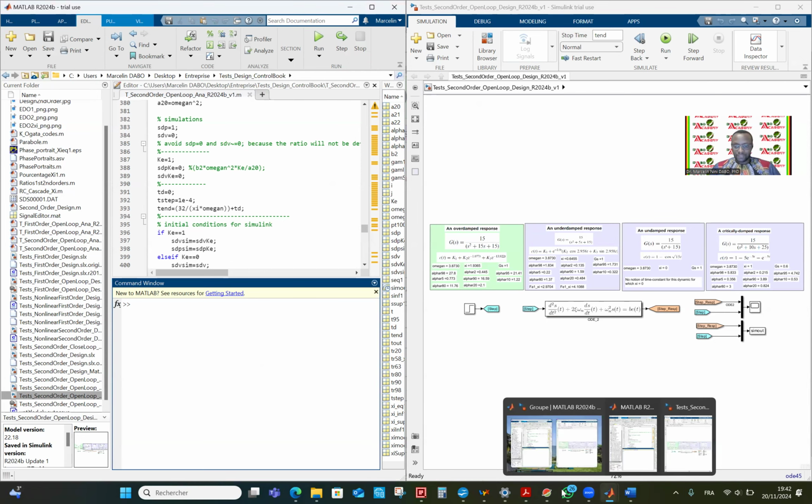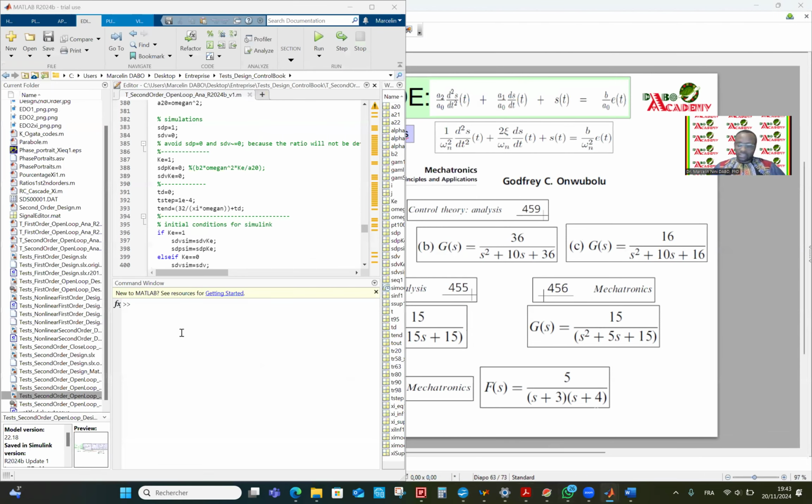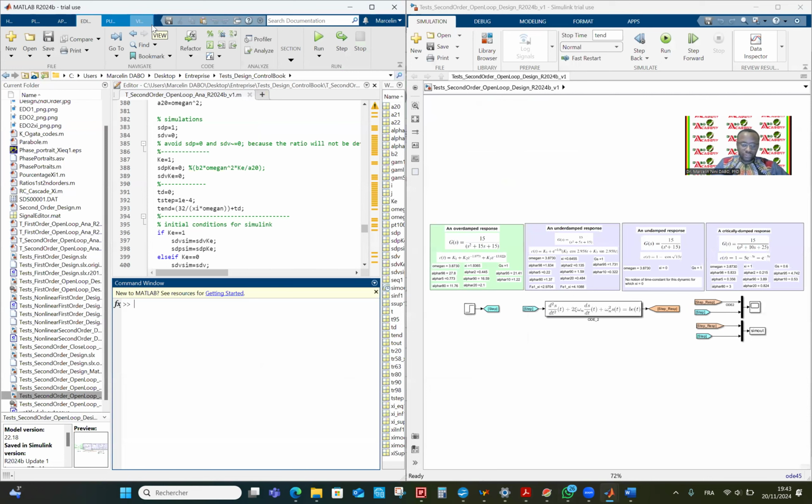So now if we start with this one, number C, we have 16 over 16, meaning that the static gain is equal to 1. Now here we have 10. What we will have is that this 10 is equal to 2 xi omega n, and this 16 is equal to omega n squared, and 4 times 4 is 16. And then we will use this in order to derive the omega n. So now let's check that. As I said, B is equal to 1, so the static gain is equal to 1.